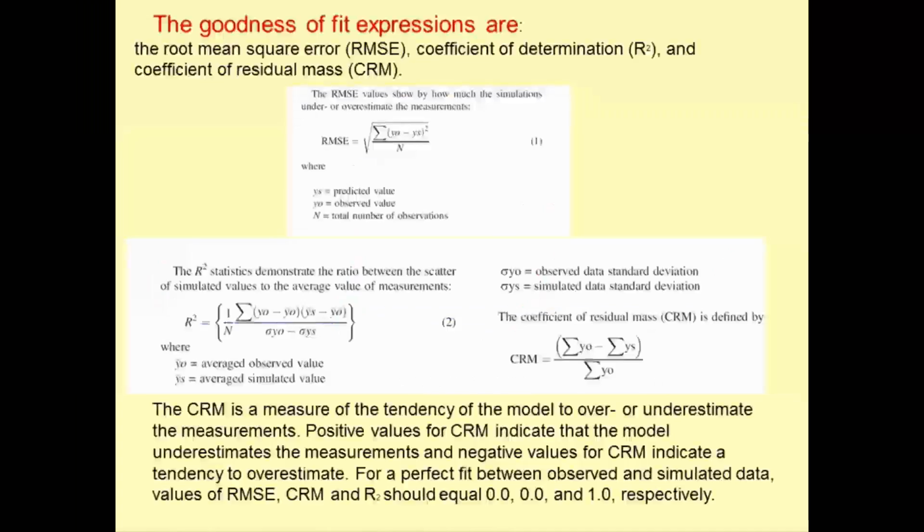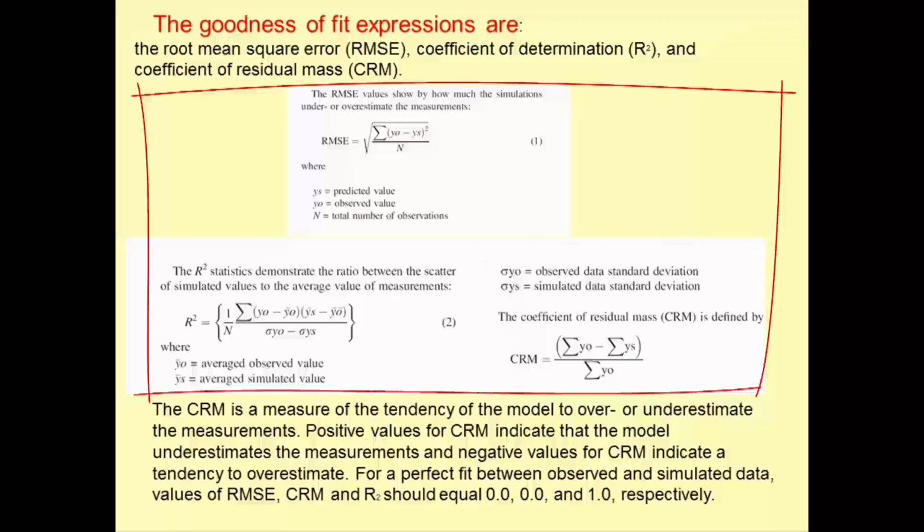In the model performance, we use indicators to judge the performance of the model. We use the root mean square error as indicator of goodness of fit. We use also the R square or coefficient of determination, and also we use coefficient of residual mass as defined by this equation. So these three parameters, we use them as indicators of goodness of fit.